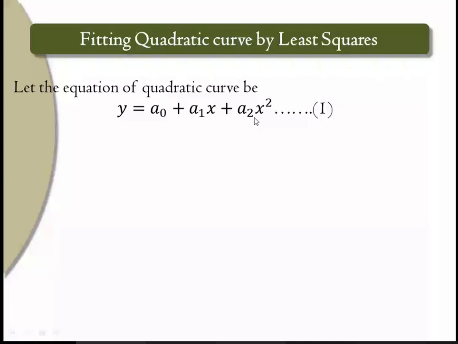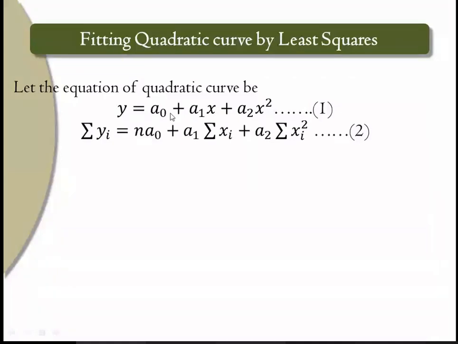Now, as we did for the straight line, do the same thing. First, take the summation of this equation on both sides. So if I take the summation on both sides, it becomes summation y. Summation of a naught will be a naught into summation 1. And if we add 1 n number of times, it gives us n. So it is n a naught, a1 into summation of x, a2 into summation of x square. Now, how many unknowns are there? A naught, a1, and a2. There are 3 unknown terms. So we must have 3 equations. Because if we have 3 equations and 3 unknowns, then only can we easily get the values of the unknown terms. So we want 3 equations.